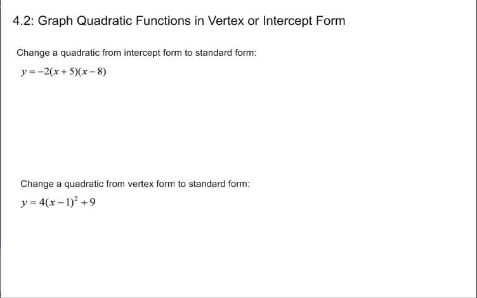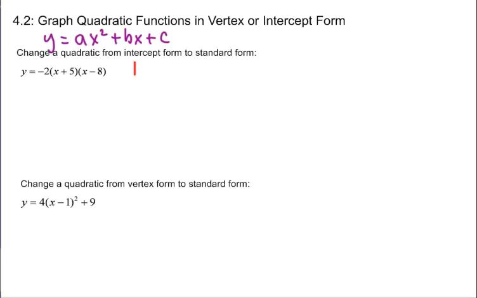Okay, now we're going to take these vertex form and intercept form equations and turn them into standard form quadratic equations. And what is standard form? Standard form looks like this: ax squared plus bx plus c. So we're now going to try and eliminate these parentheses so that we just have one set of numbers that make a polynomial. It's not as bad as it sounds.